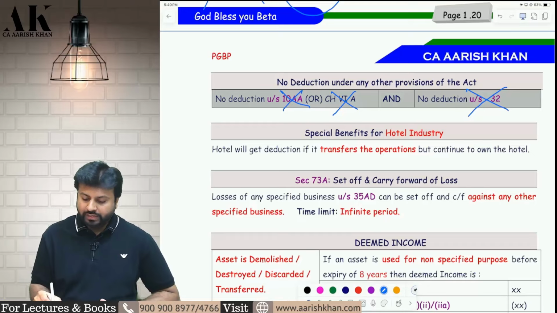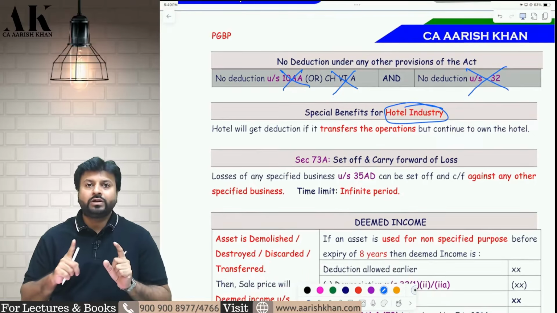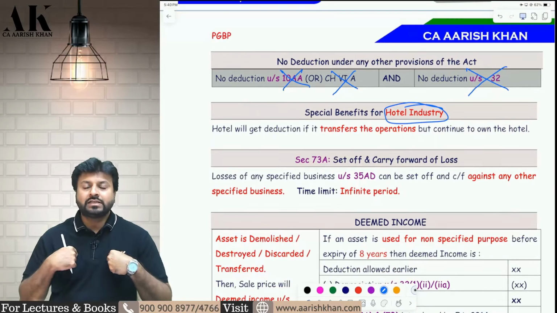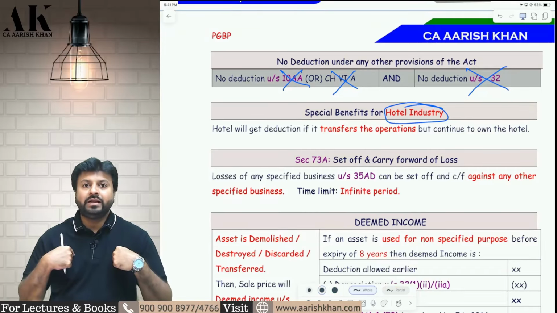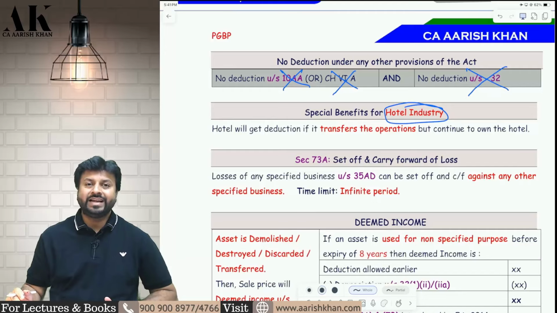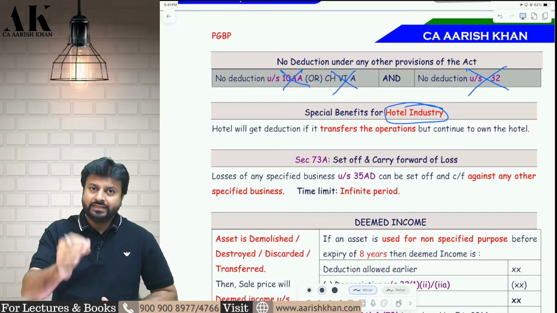Now hotel industry has a special benefit. Hotel industry has been given a special benefit. Hotel industry runs on a concept of franchise. Now the law says that the assessee should build the hotel and operate the hotel. But everything cannot be done by the assessee. I will build the hotel, but I will give the operations to somebody else as a franchise. So in that case, whether I will continue to get the deduction or not, the government has said yes.